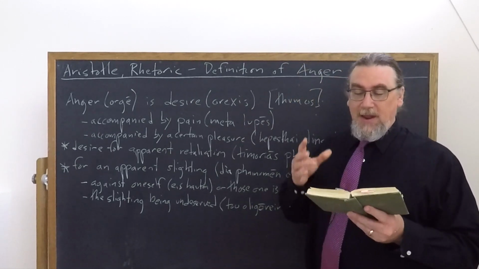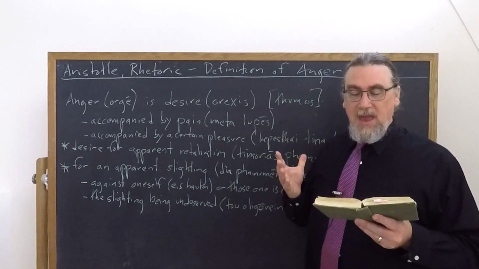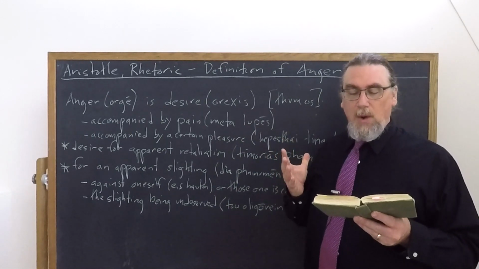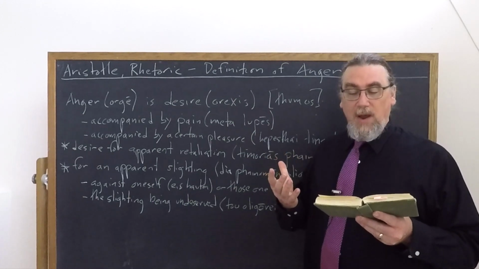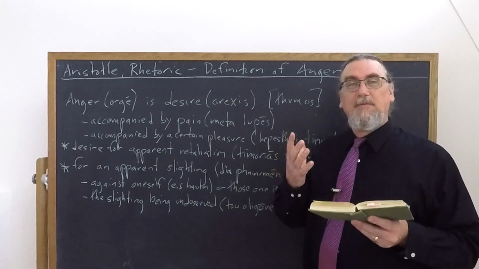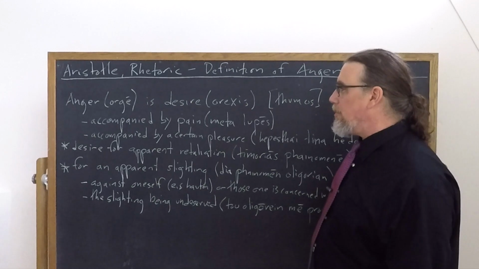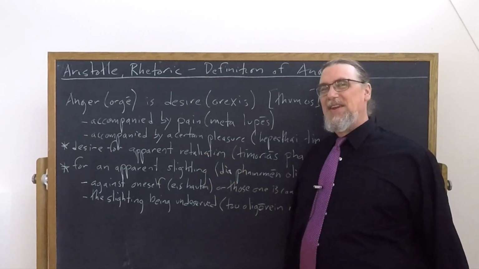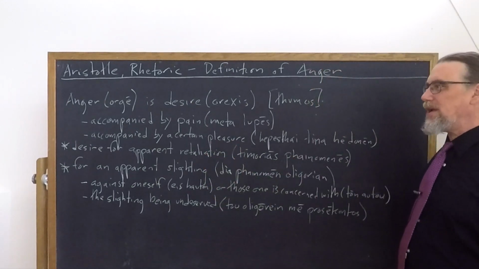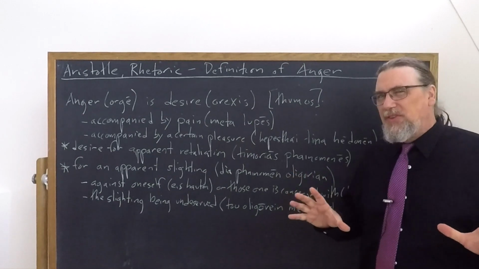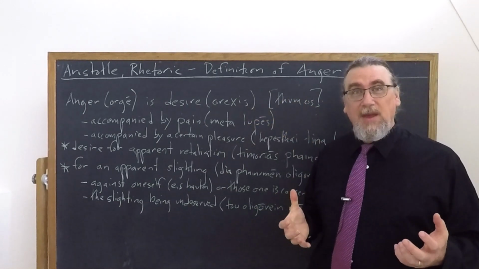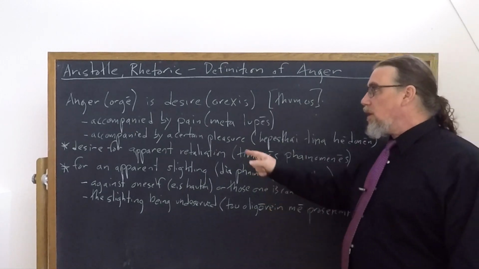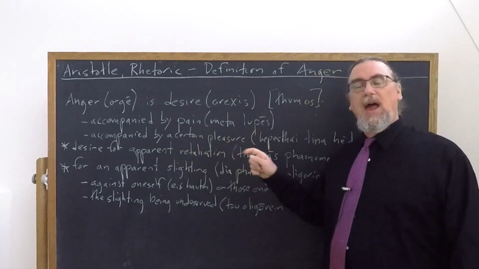And Aristotle, in fact, does tell us that it is pleasant to think that one will obtain what one aims at. And what is it that we're aiming at? The hope of something to come. And so that's leading us to the next portion. This is absolutely central to anger. Desire for what? Desire for apparent retaliation.